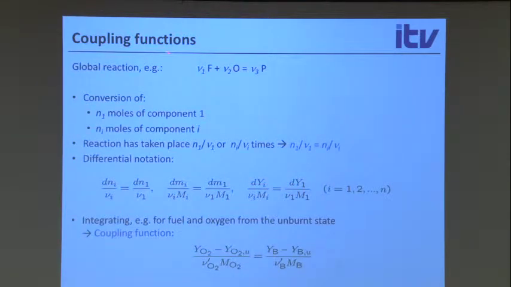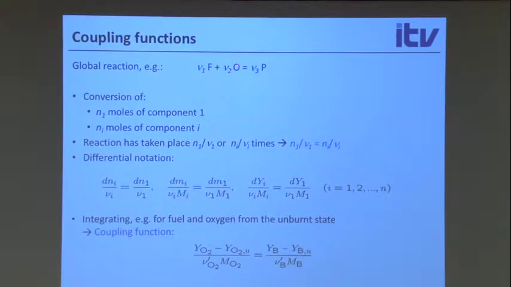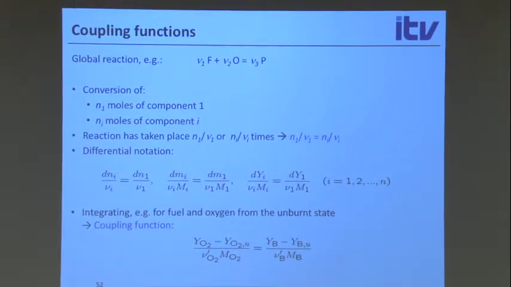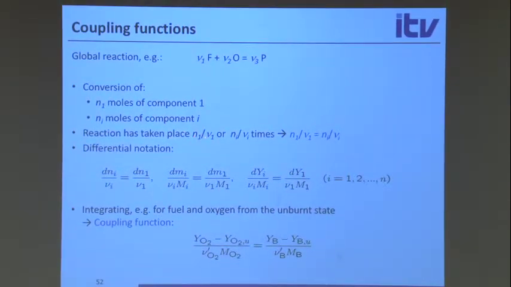So I can write this more generally. I have nu times fuel plus nu times oxidizer gives product. And then N1 divided by nu1 is the same as Ni divided by nu i, because it's the same for all species. The change of Ni by nu i is the same as that of the fuel. If I divide this by the molecular weight of i, I can write this in terms of mass. And then if I divide by density, I can also write it in terms of mass fraction.